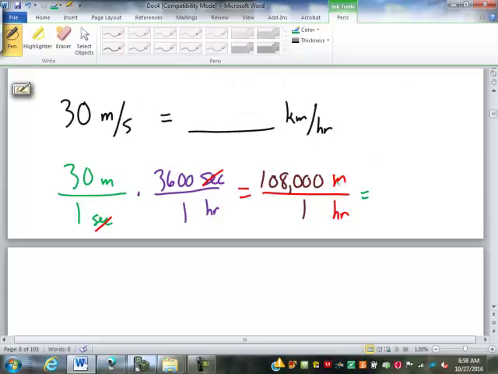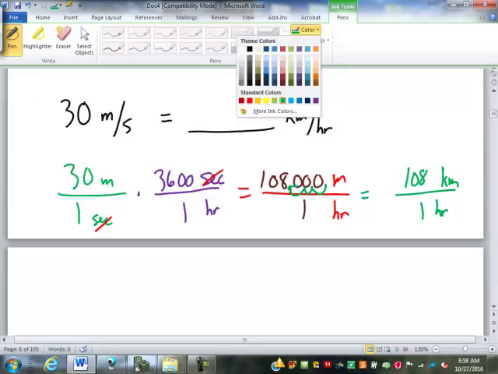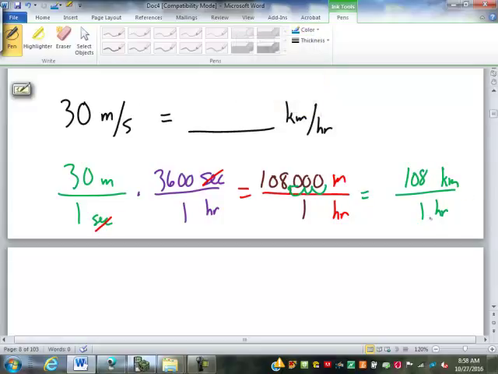Now, to change the metric part of it, I'm just moving the decimal point. I'm in per hour right now, 1 hour's on bottom. I got to change my meters to kilometers, which is just moving my decimal point 3 spots to the left. So that's 108 kilometers per hour. Now, I could leave it as kilometers per hour, but we don't have much of a clue what kilometers per hour means.